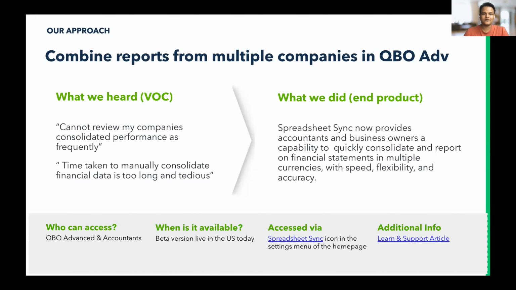So hence, what we are doing right now is that through Spreadsheet Sync, we are providing our accountants and our business owners a capability to quickly consolidate financial reports in multiple currencies with speed, flexibility, and accuracy. And who can access this? QBO Advanced customers and accountants as well. We have a public beta today, so that all of our participants can go ahead and use it when I explain it to them.